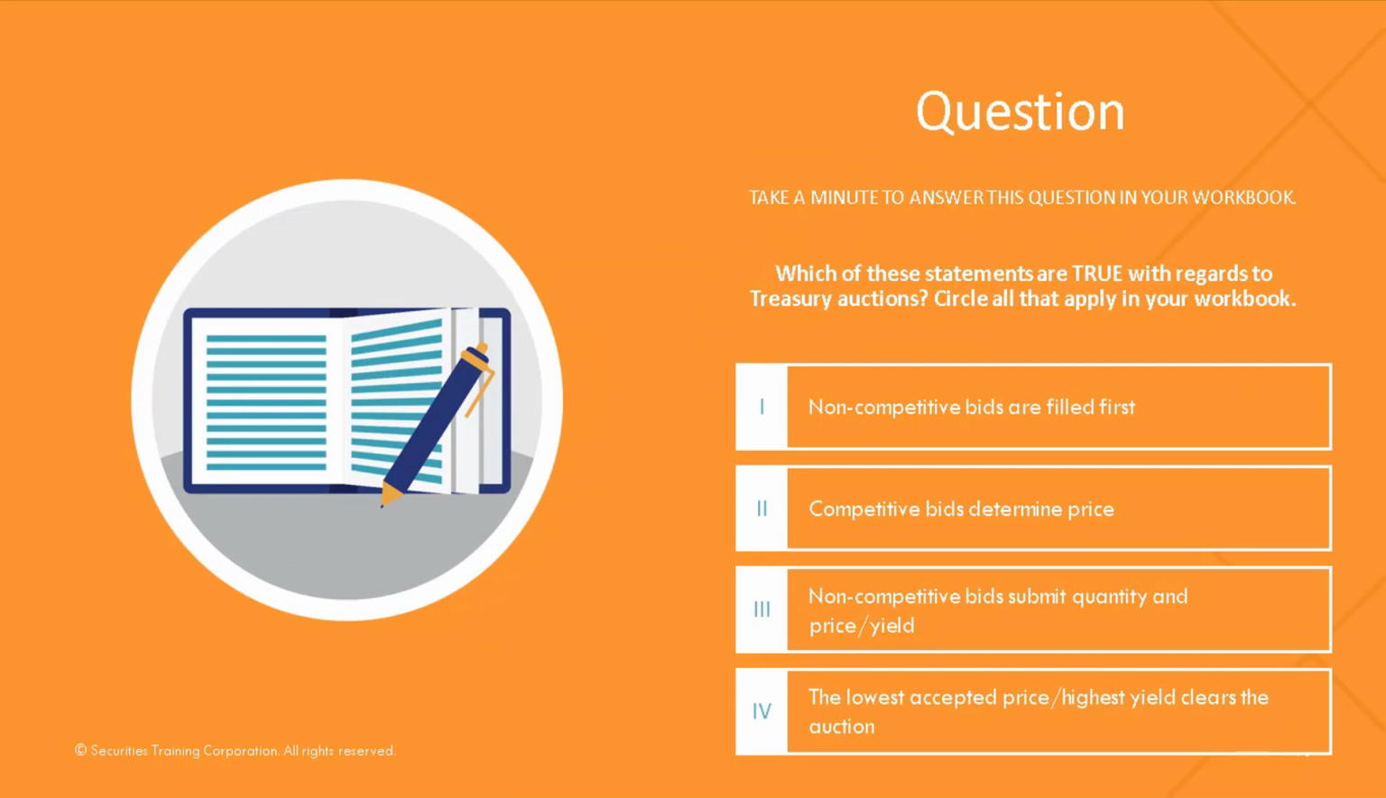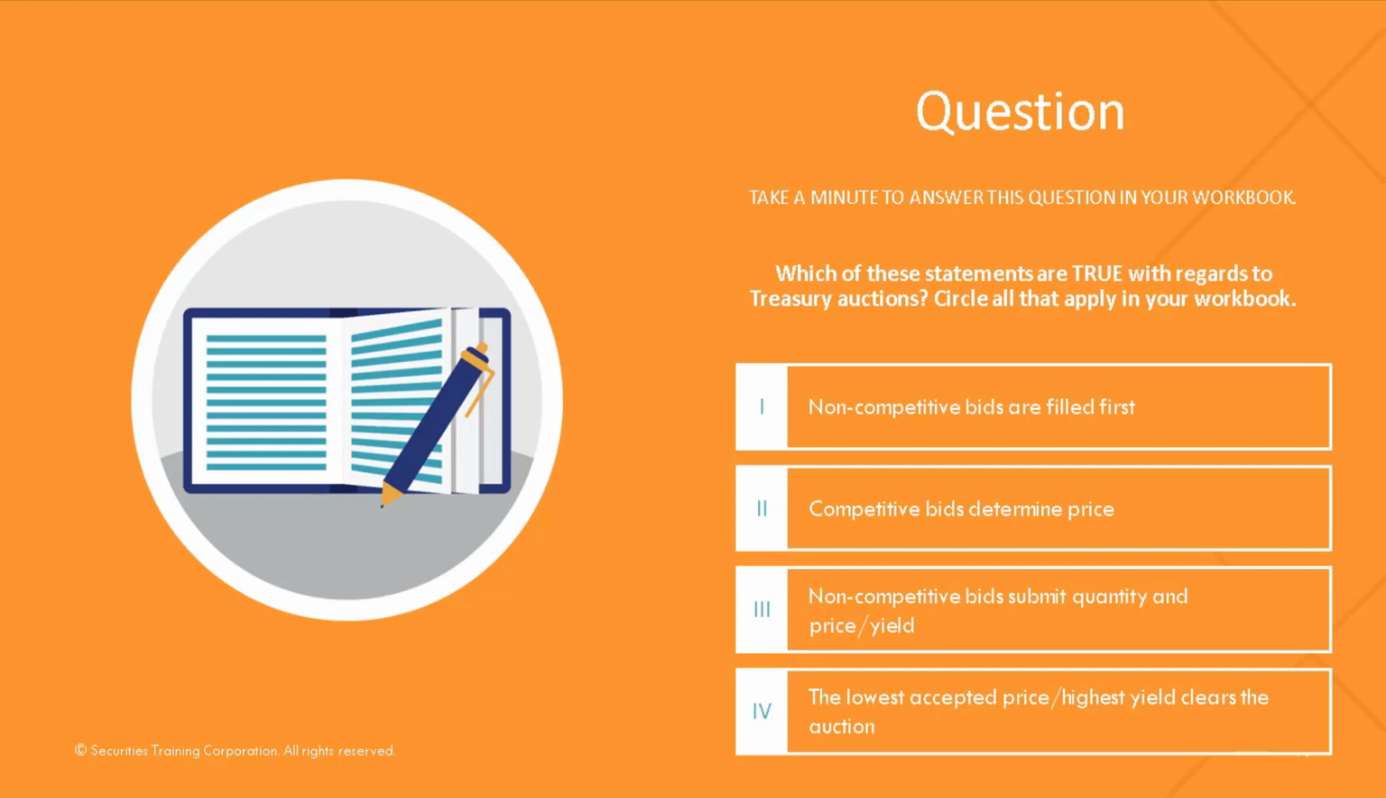Which of these statements are true with regards to Treasury auctions? Again, there could be multiple right answers. Are non-competitive bids awarded first? Competitive bids determine price. Non-competitive bids submit quantity and price or yield, and the lowest accepted price or the highest yield clears the auction. Let's take a look. The first one is true. Non-competitive bids are awarded first.